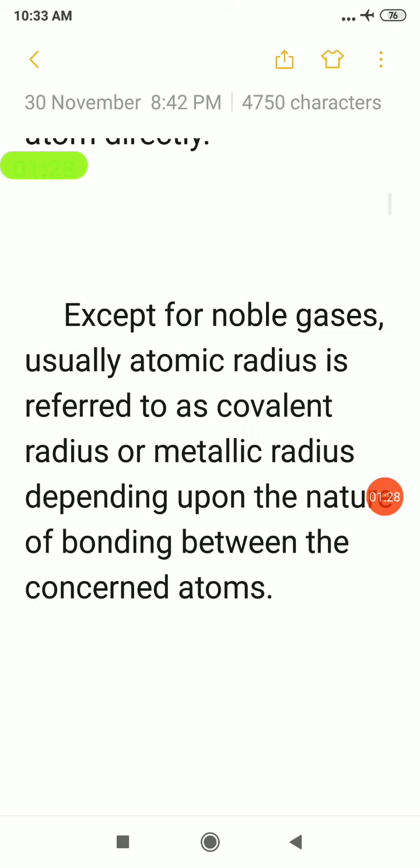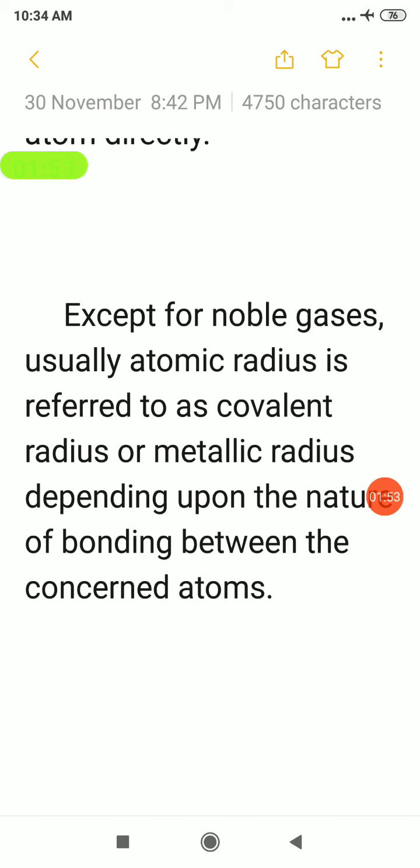Okay, except noble gases, because noble gases are unreactive. Since their reactivity is low, noble gases alone will be present as atoms, whereas all the remaining atoms will be present as molecules. So for such cases we have to use the term either covalent radius or metallic radius depending upon the nature of bonding between the connected atoms.